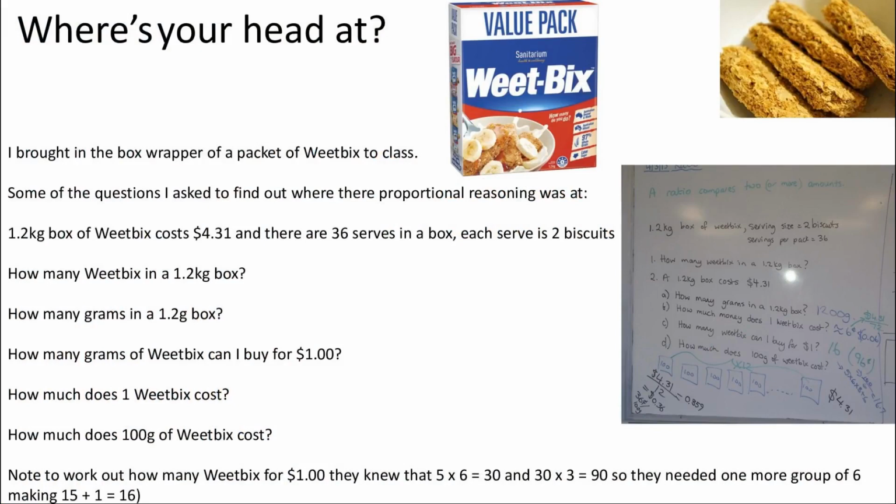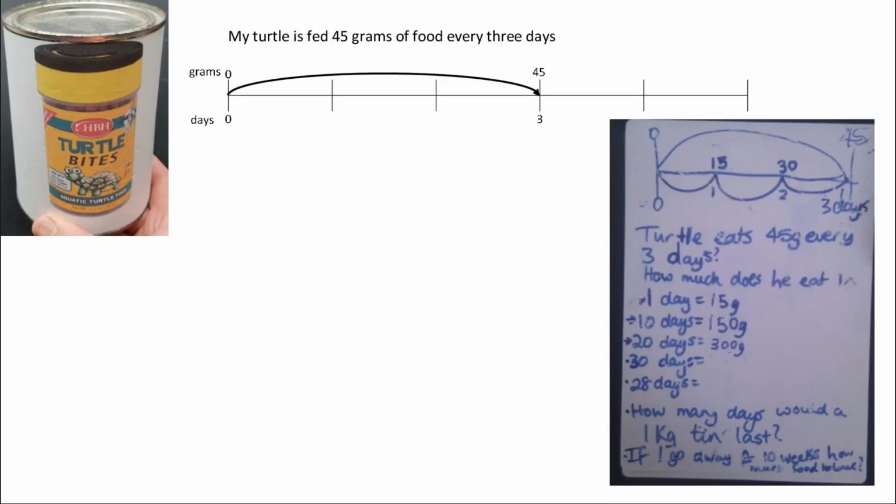This was one I did with my 13-year-olds many years ago. I just took in a packet of Weet-Bix, the empty wrapper, and I just wanted to see where their proportional reasoning was at, how they actually did it, what did they know how to do. We just did lots of questions, and that's just an example. Yeah, the little shoppy things, I know, I've got heaps of those too. Thanks.